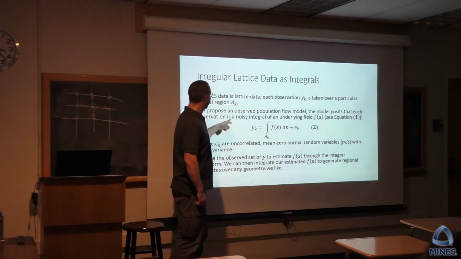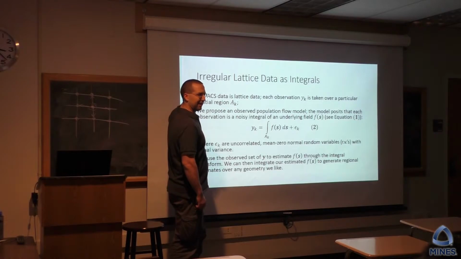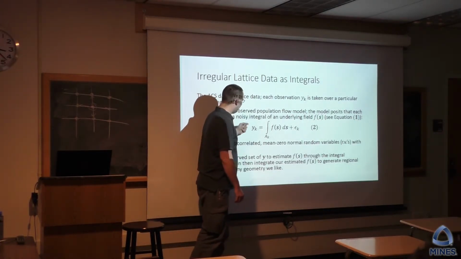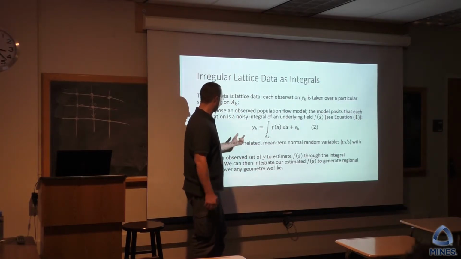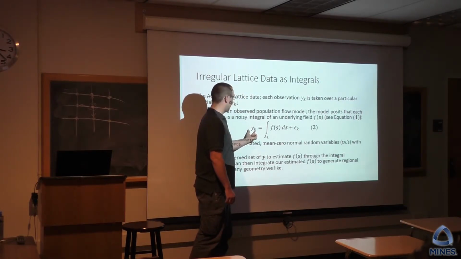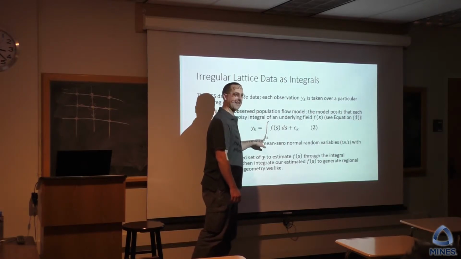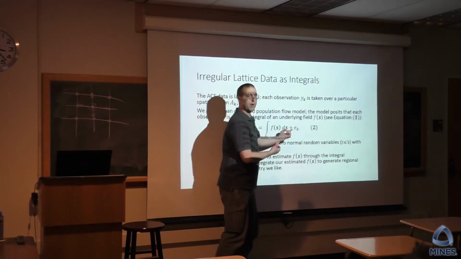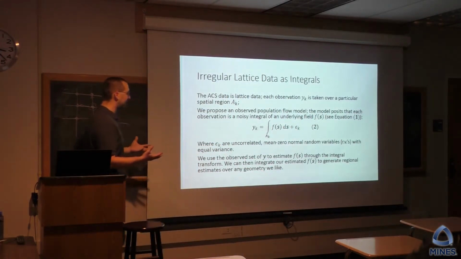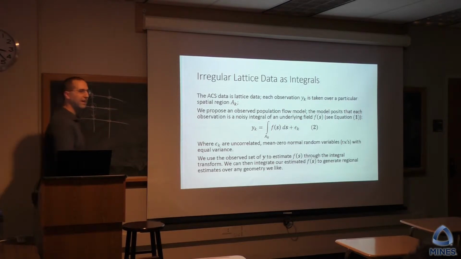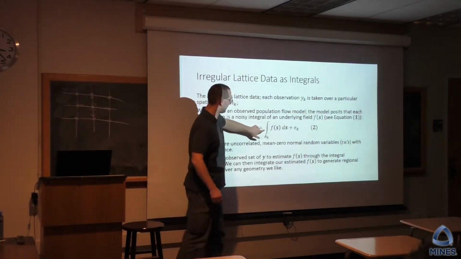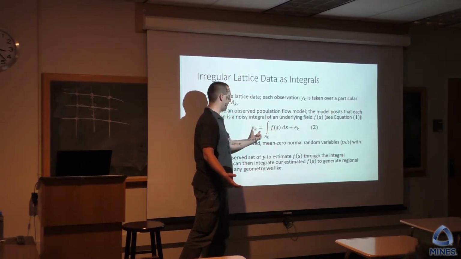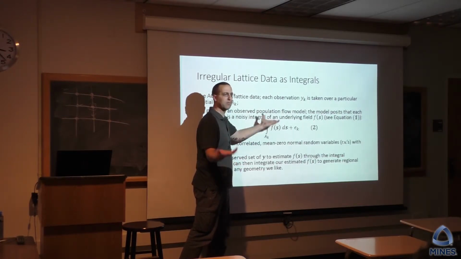All right? So basically, the ACS data is lattice data. It's data collected on those regions. Well, let's let those regions be A_k. Let's assume, and see what we can get out of this, that these regional observations are actually integrals over those regions, these are spatial integrals, of some underlying field F perturbed by some noise. And let's see if we can take these integral observations and estimate F. Because if we can estimate F, then we can generate estimates for any custom region we want just by spatially integrating it, right?